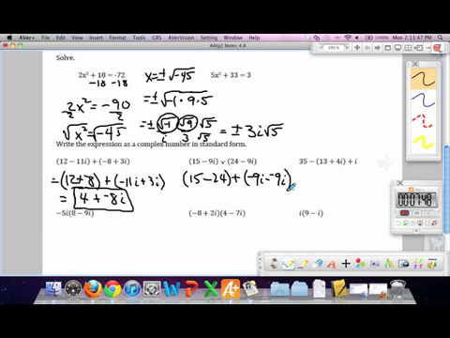15 minus 24 is negative 9. What's negative 9i minus negative 9i? 0. Plus 0? Or just negative 9? Alright, so you have 15 minus 24, negative 9, and then negative 9i minus negative 9i. So negative 9 plus 9.